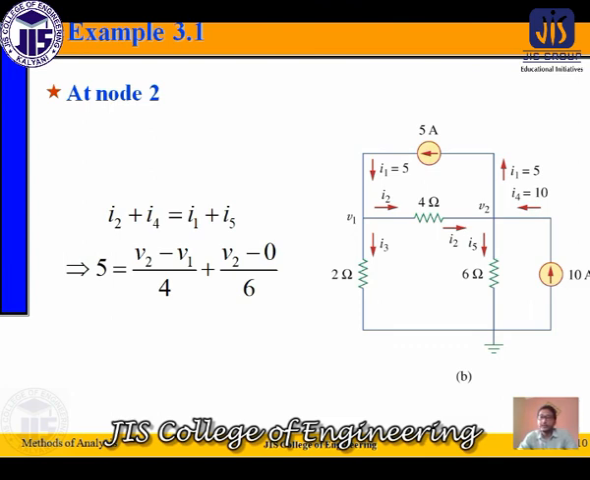And as we can easily find the values of V1 and V2, we can find the current for any branch. Suppose they ask me to find the current through the 2 ohm resistance. We have considered the current for this 2 ohm resistance as I3, and we know the value of I3. What is the value of I3? I3 is nothing but V1 minus 0 divided by 2. So just put in the value and you will get the answer.